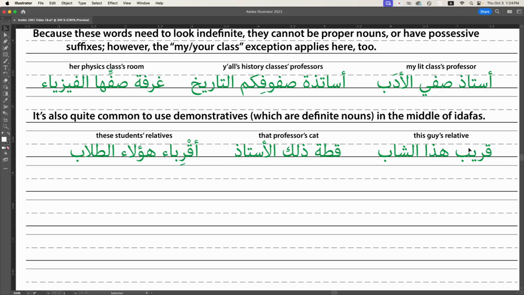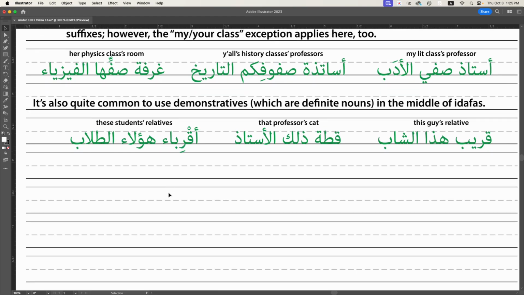أقرباء is the human plural of qarib. If you said qaribun, everyone would get what you meant, but it's أقرباء. So أقرباء هؤلاء الطلاب. So هؤلاء is our human plural for هذا. الطلاب, students, also human plural. So the relatives of these students, or these students' relatives.